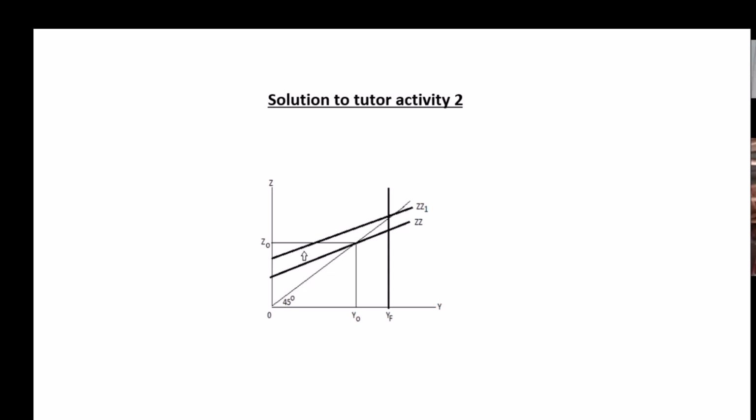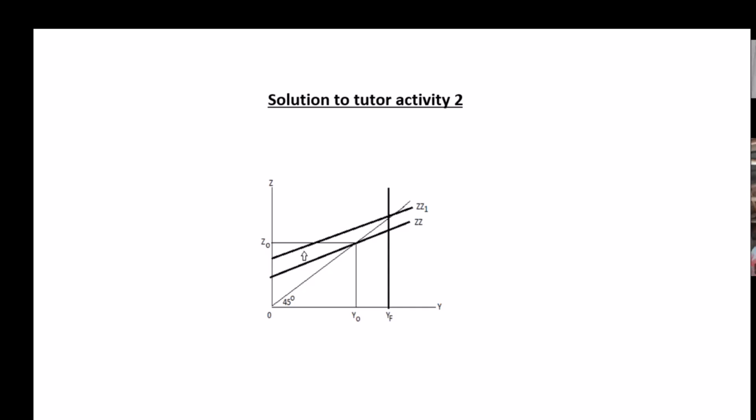Again, on the vertical axis, we have demand for goods and services. On the horizontal axis, we have the level of income and output. And we said your original output was what? Your original equilibrium level of output was Y0. The demand for goods and services was Z0. And your demand curve was ZZ. Now, with the increase in your policy variables, there will be a parallel upward shift in the ZZ curve to ZZ1.